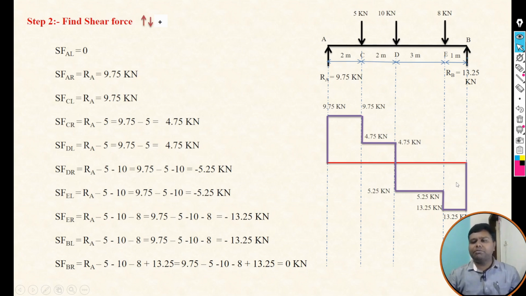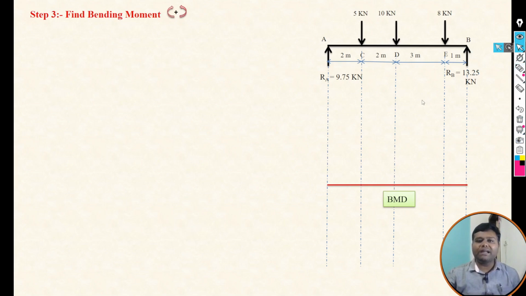So this is the shear force diagram, and if you see over here, when the shear force is above the baseline, we consider it positive, and below the baseline, negative. In a simple way we can calculate the shear forces at each point. Once you calculate the shear force, the next thing is to calculate the bending moment. To calculate the bending moment, we have to calculate it at point A, then at C, D, E and B. So at each point we have to calculate the bending moment.